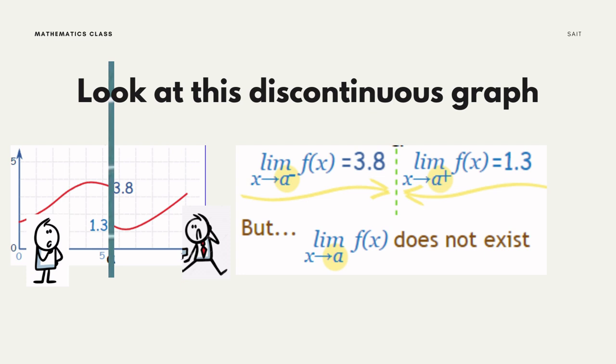As you can see here, the right limit is not equal to the left limit. So in this case, we say that the function, whatever this function is, around this specific point, which is x equals 5, doesn't have any limit. In other words, the limit of f of x when x is approaching a doesn't exist.